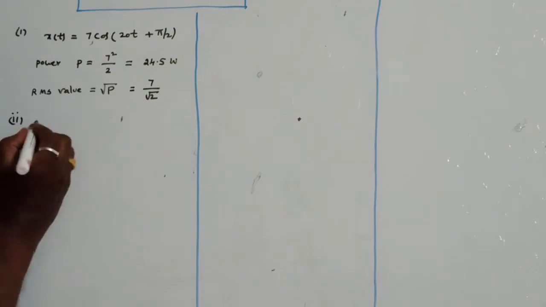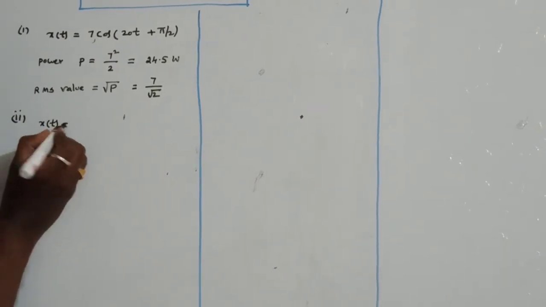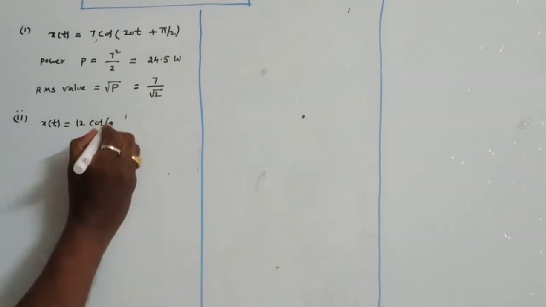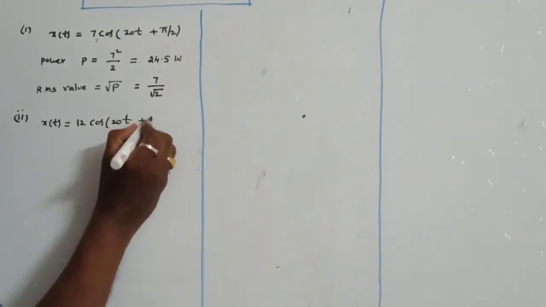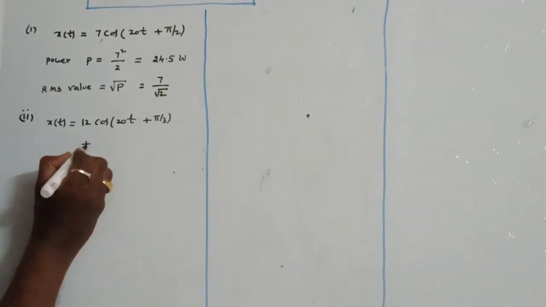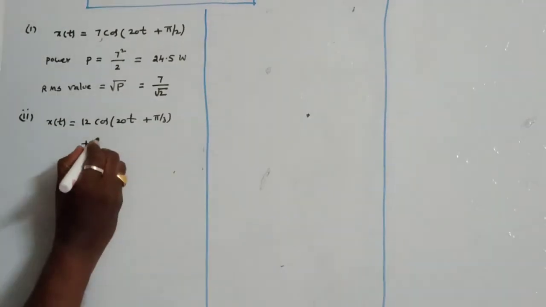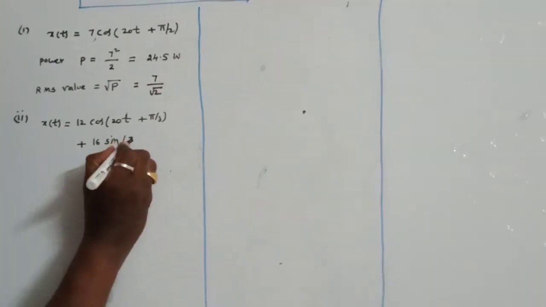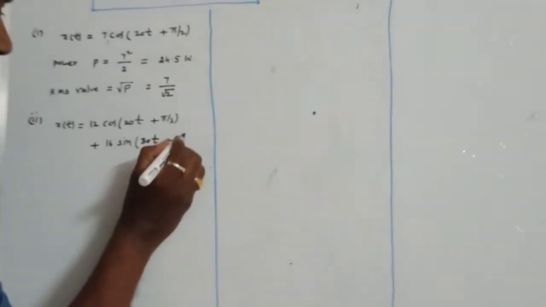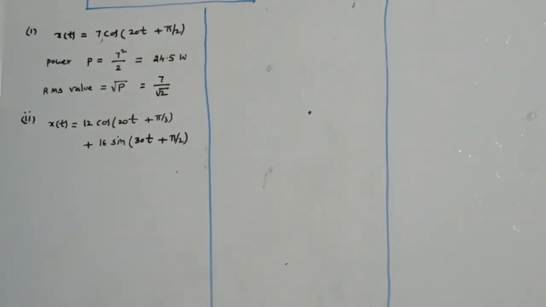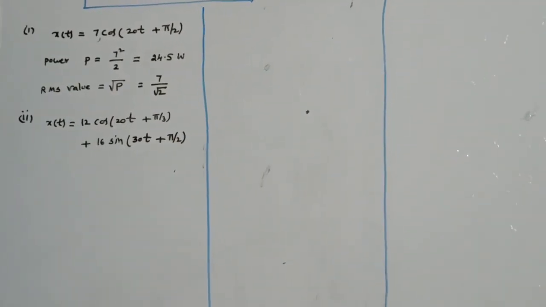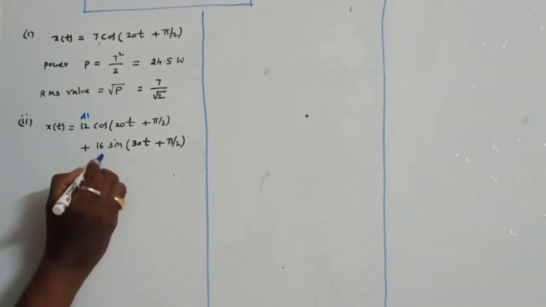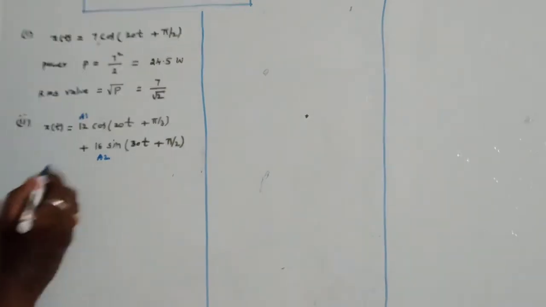The second question is x of t is equal to 12 cos(20t plus pi by 3) plus 16 sin(30t plus pi by 2). You can see that there is addition of two signals here. In that case, let us say the amplitude of one signal is A1 and the amplitude of the other signal is A2. So this model is important.